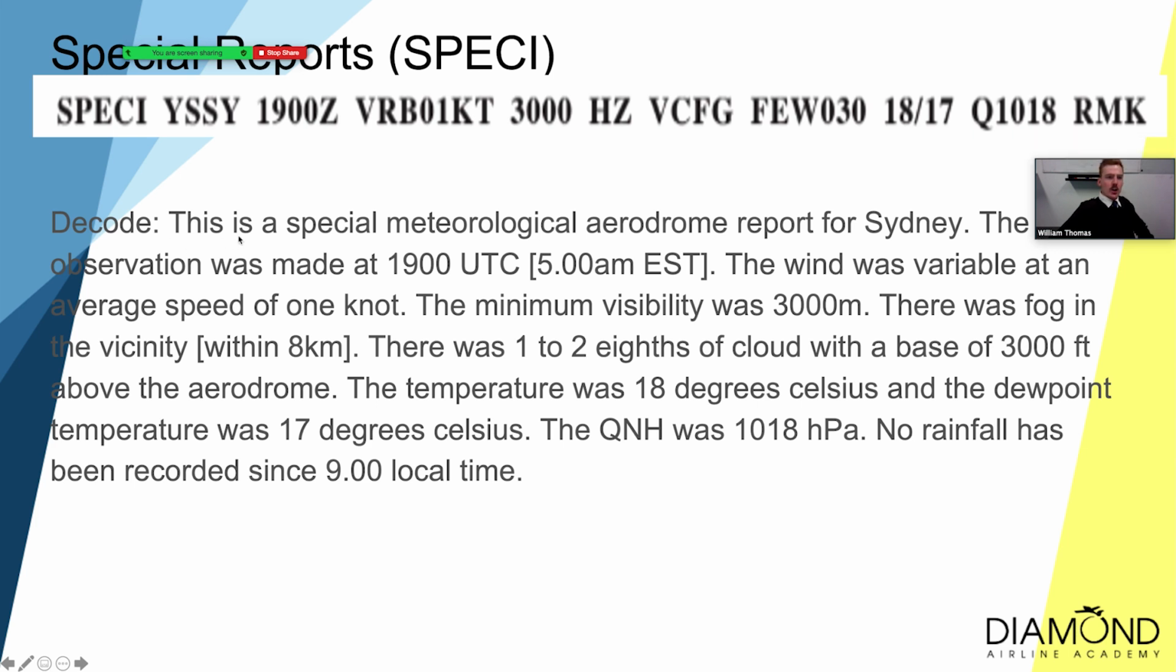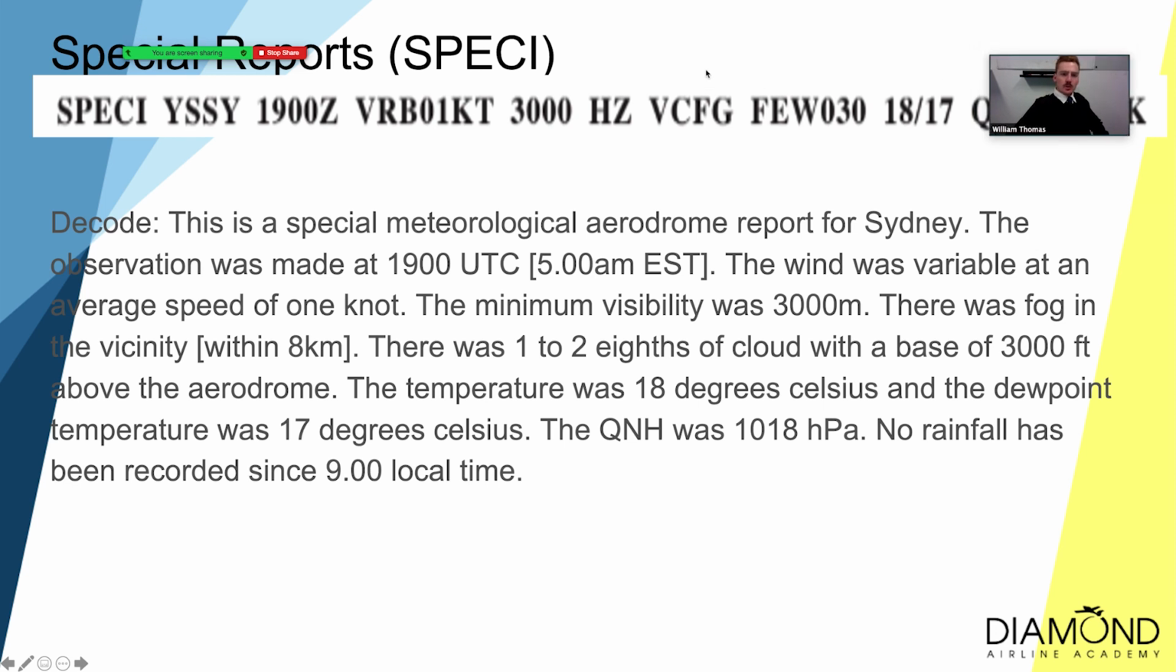So let's go into the decode. This is a special meteorological aerodrome report for Sydney. The observation was made at 1900 UTC. The wind was variable at an average speed of 1 knot. The minimum visibility was 3,000 meters. There was fog in the vicinity. There was 1 to 2/8 of cloud with a base of 3,000 feet above the aerodrome. The temperature was 18 degrees Celsius and the dew point temperature was 17 degrees Celsius. The QNH was 1018 hectopascals. No rainfall had been recorded since 9 a.m. local time.